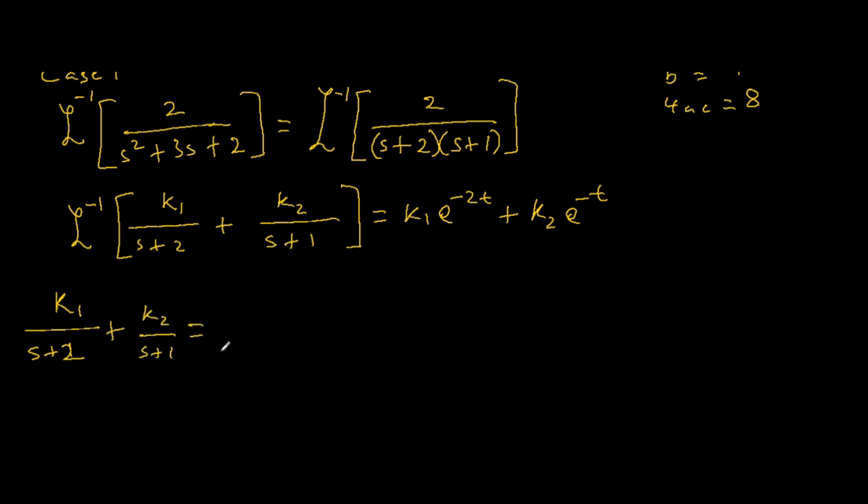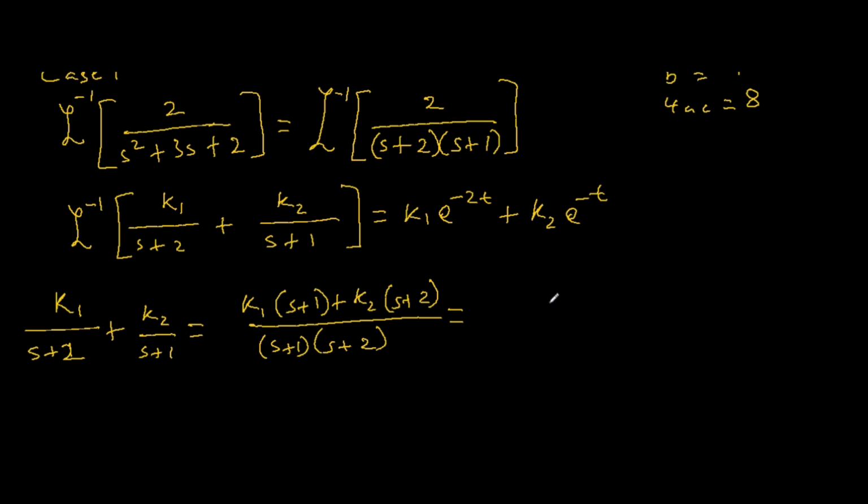Let's work backwards. This is the same thing as saying k1 into s plus 1 plus k2 into s plus 2, all divided by (s plus 1)(s plus 2), or (s plus 2)(s plus 1), same thing. So if we just combine this into a single fraction, your denominators multiply out, you have (s plus 2)(s plus 1), and then k1 multiplied by s plus 1 and k2 multiplied by s plus 2. Now, comparing this with what we had originally, this is simply equal to 2 over (s plus 2)(s plus 1).